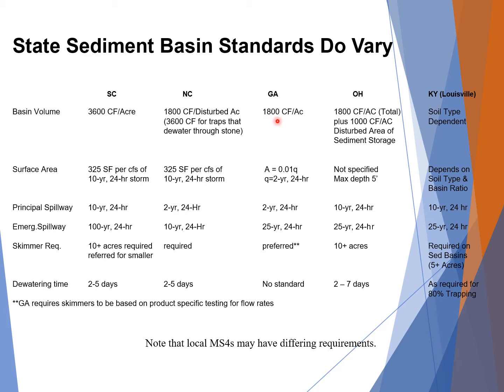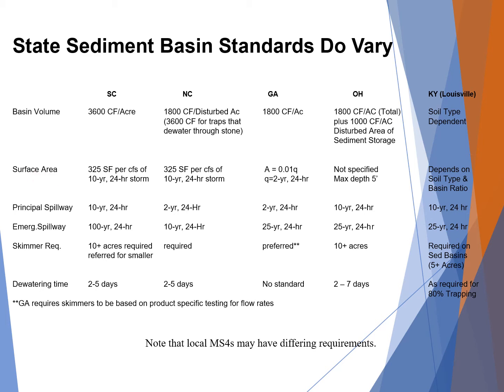Georgia is again 1,800 cubic feet per acre and is not specified clearly whether that's total acreage or disturbed acreage. Ohio requires 1,800 cubic feet per acre based on the total acreage for the dewatering zone. They also require an additional 1,000 cubic feet per acre per disturbed area for sediment storage, and this sediment storage is a permanent pool that is not drained through the skimmer. In Kentucky, it is soil type dependent and must be calculated.